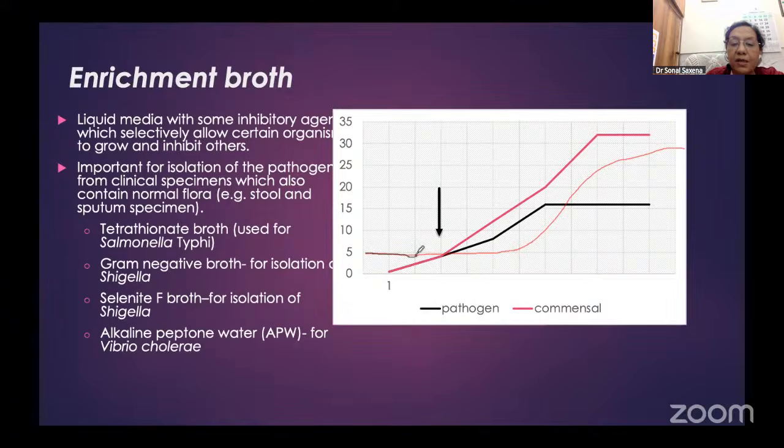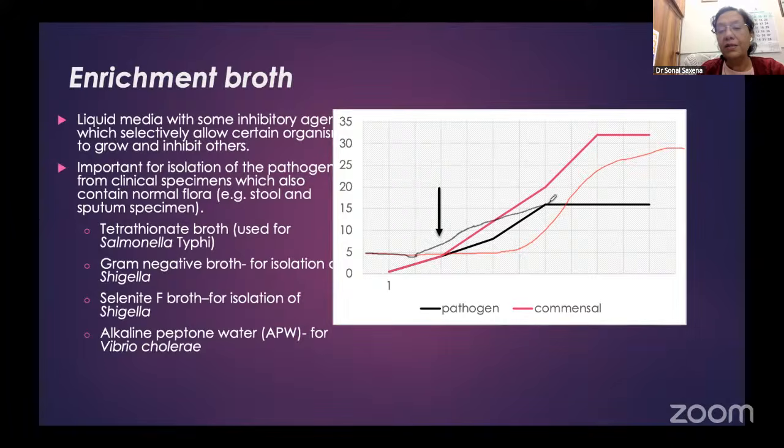Within say about 1 to 2 hours, the pathogen starts growing because the commensal is getting inhibited by the alkaline pH at which the commensal can't grow. Taking the example of APW, you want to isolate Vibrio cholerae from E. coli, which is a commensal. This pathogen is your Vibrio, which grows very well in your alkaline medium. So the Vibrio is growing, growing, growing.